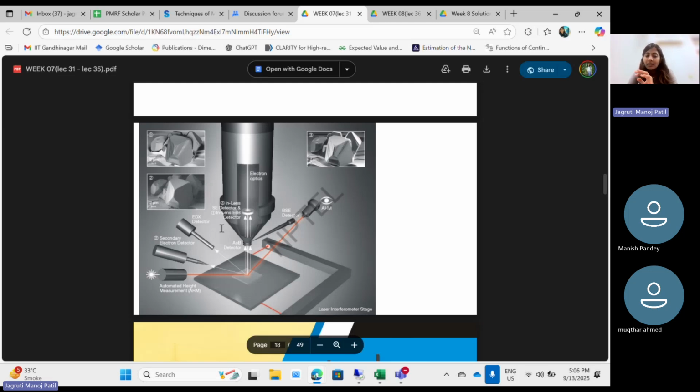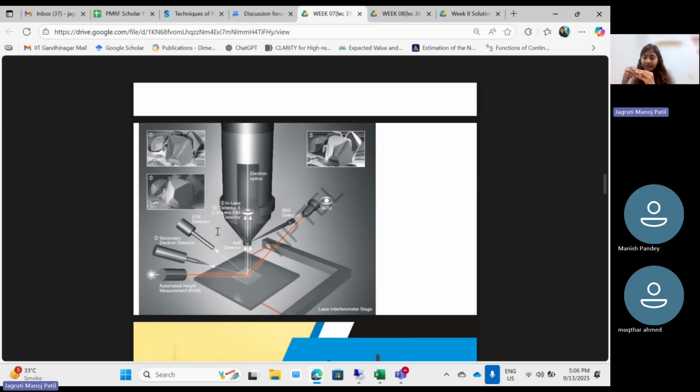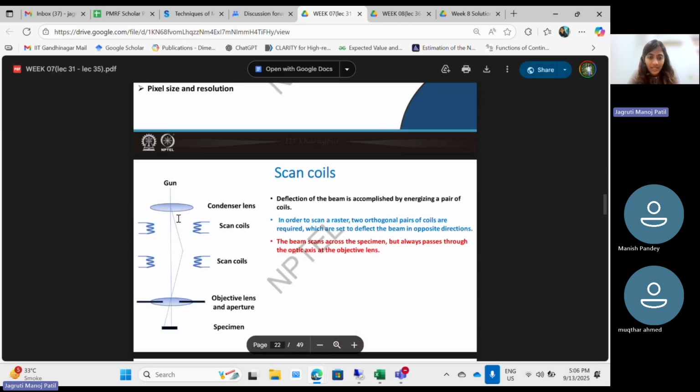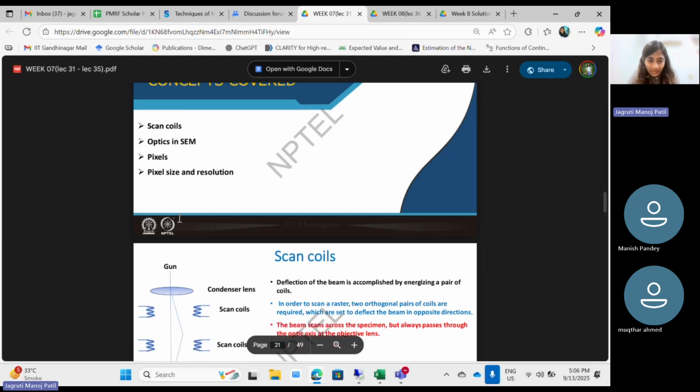But all of the time, wherever your specimen is being placed, in that area your detectors don't even exist, because you don't want that big electron source gun to be affected, or those electrons to go by any chance into any of your detectors and then harm them. Okay. The techniques and specifics of all of these we have seen: pixel size, resolution, optics, and scanning coils.